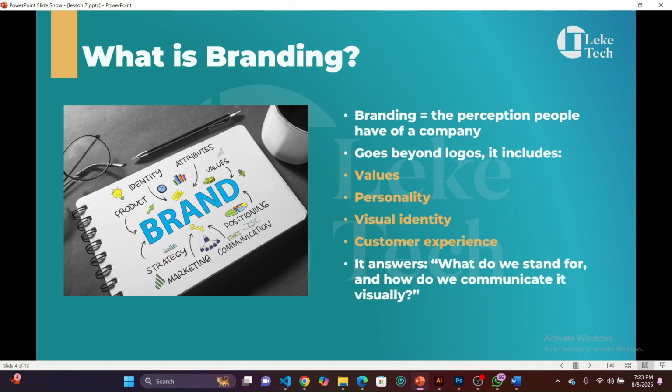So, what is branding? You must have heard of brands before. This is my brand, your brand, branding. But what is branding? Branding is simply the perception people have of your company. That means how people actually see your company, the image people have of your company in their minds, what your company represents.